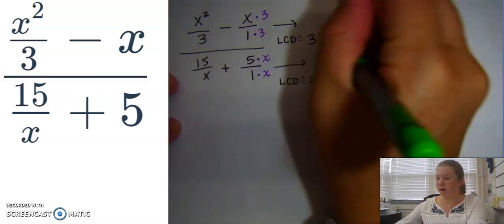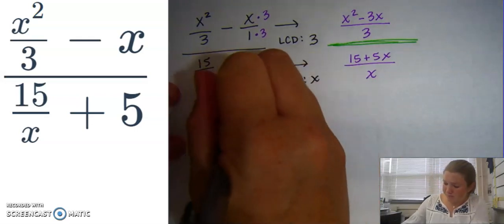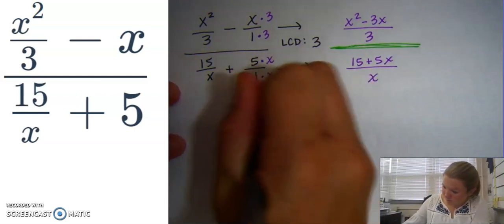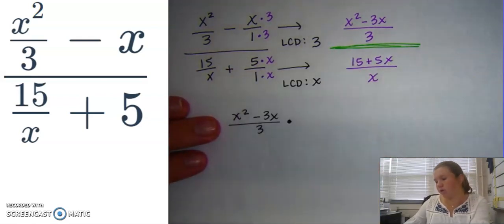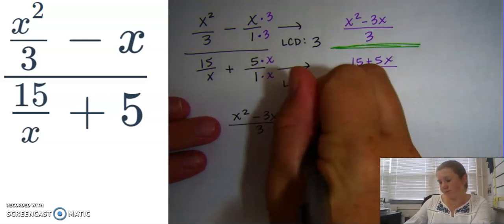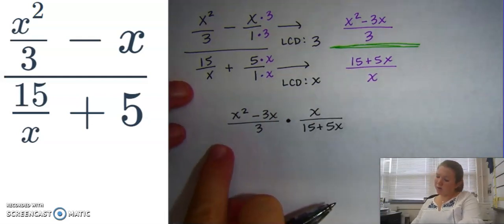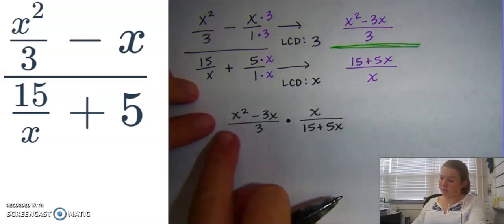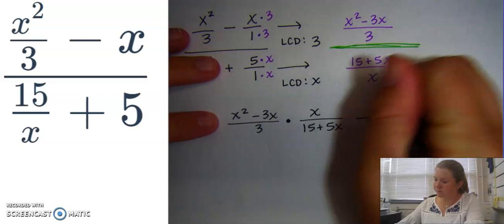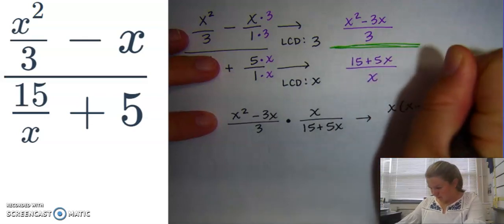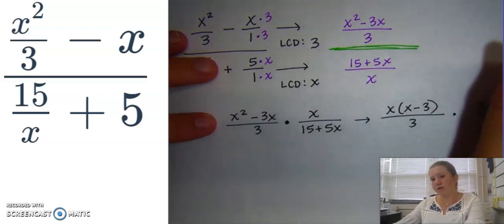So now we have one fraction in the numerator, one in the denominator. We are ready to same, change, flip. So we'll keep the first fraction the same. Change division to multiplication, flip that second fraction. So now we're going to see if we can factor anything and simplify further. X squared minus 3x, I have a GCF of x there. Denominator will stay 3.